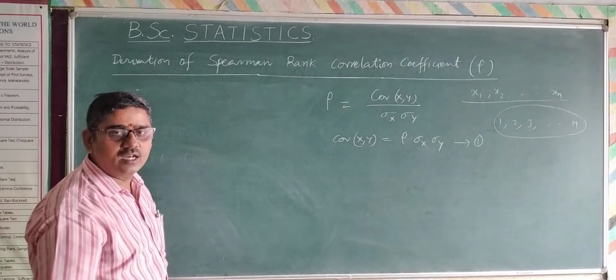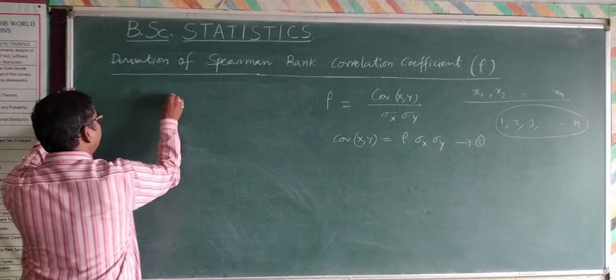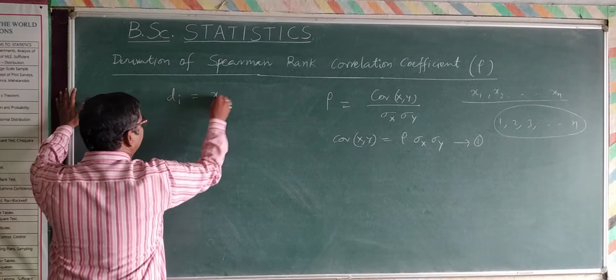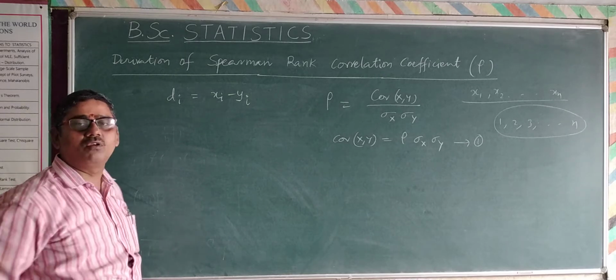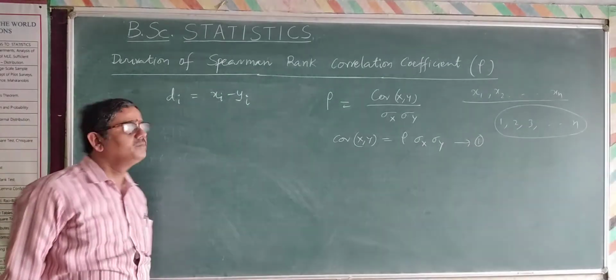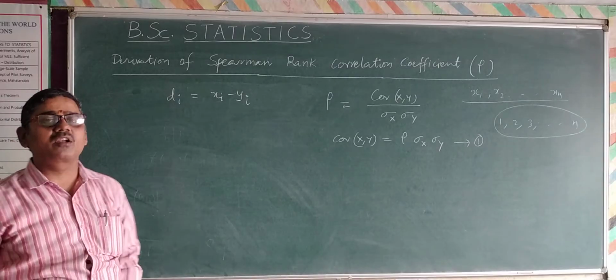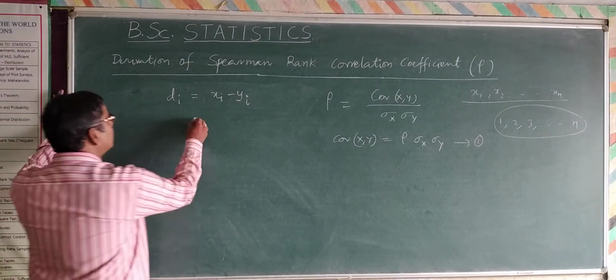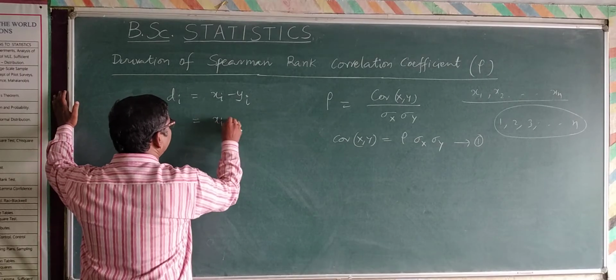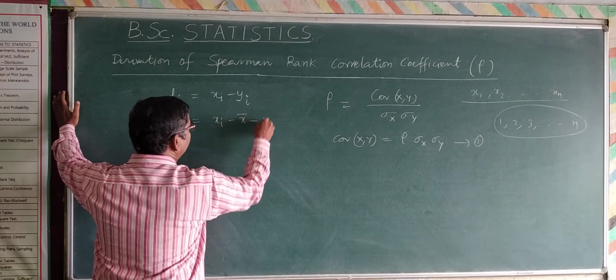So for which you consider deviation. Deviation is di is equal to xi minus yi. So we have considered that xi is not equal to yi in general. So based on that we are deriving this particular result. So for which I am adding and subtracting x bar: xi minus x bar plus x bar.